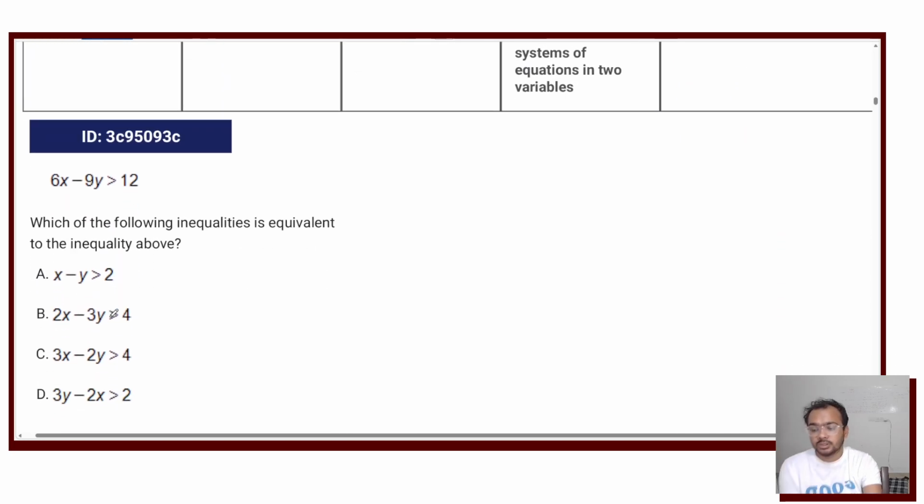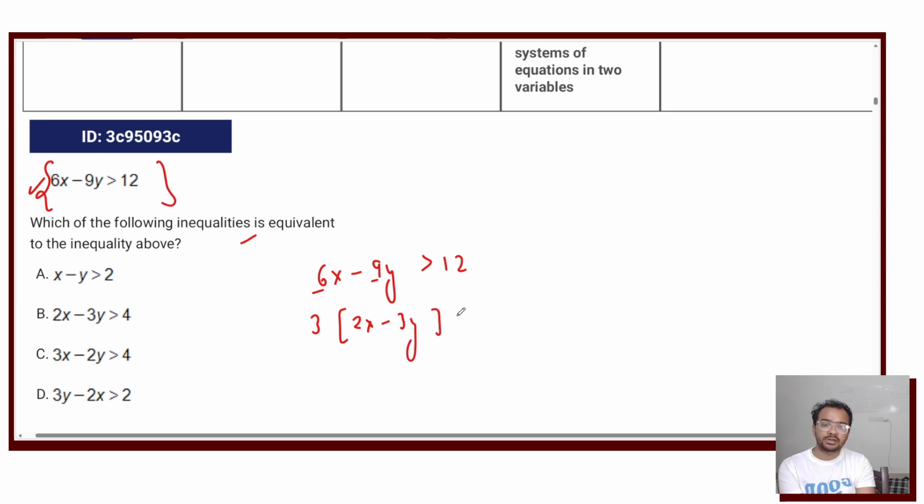Let's see this one. So we are given that 6x minus 9y is greater than 12. Which of the following inequalities is equivalent to the inequality above? So if we just try factoring it out, 6x minus 9y greater than 12. 3 is a common factor of 6 and 9. So I can write it this way: 3 times 2x minus 3y greater than 3 times 4. This 12 can be written as 3 times 4. So dividing both sides by 3, I'll be left with 2x minus 3y is greater than 4. So do we have something like that? Yeah, so if you see, option B will be correct.